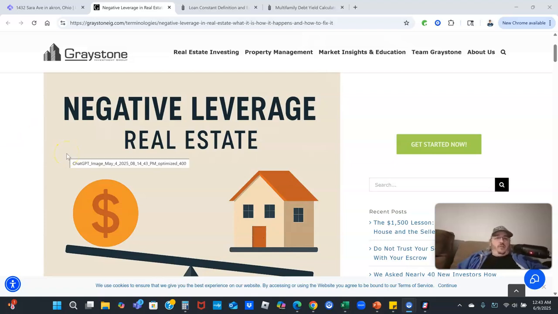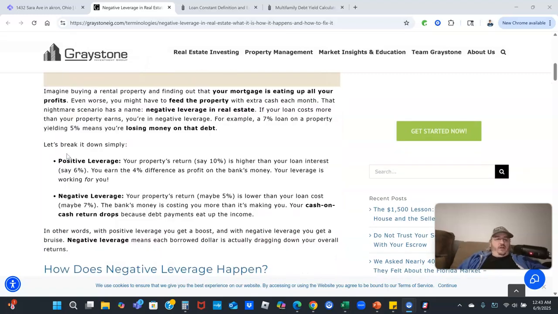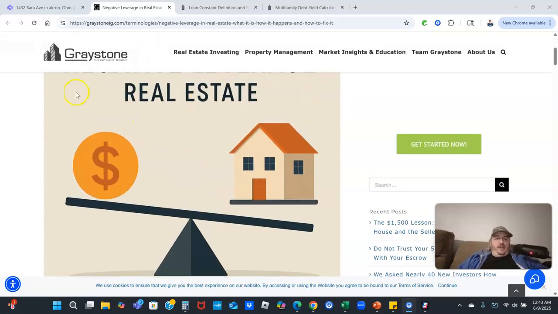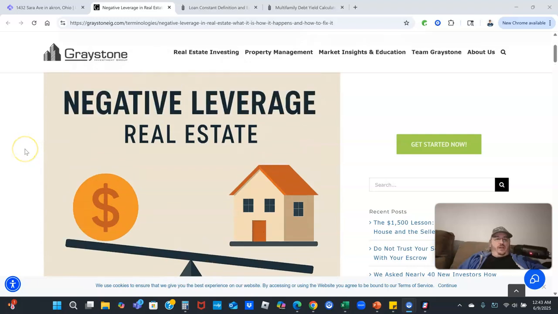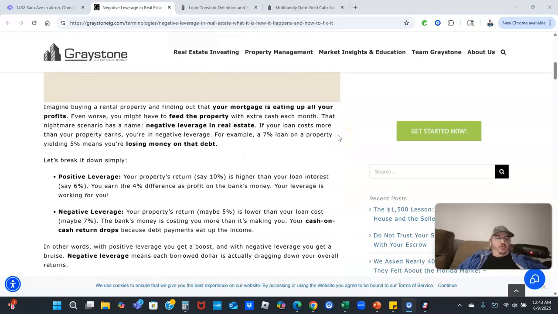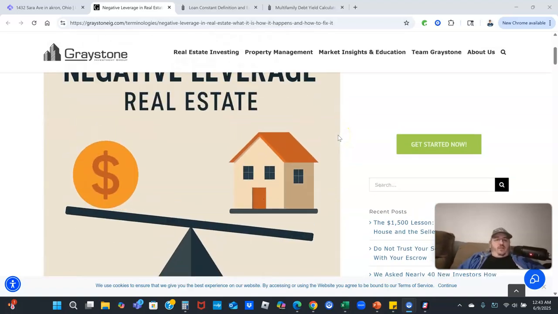One thing I want to point out, whenever I'm using articles that I found on the internet, a lot of times I'm just using one that I found that has a nice picture that I think goes good with what I'm talking about. It doesn't mean that I'm endorsing this company whatsoever. I'm not familiar with them at all. Apparently, they do investing in property management. I mean, who knows?